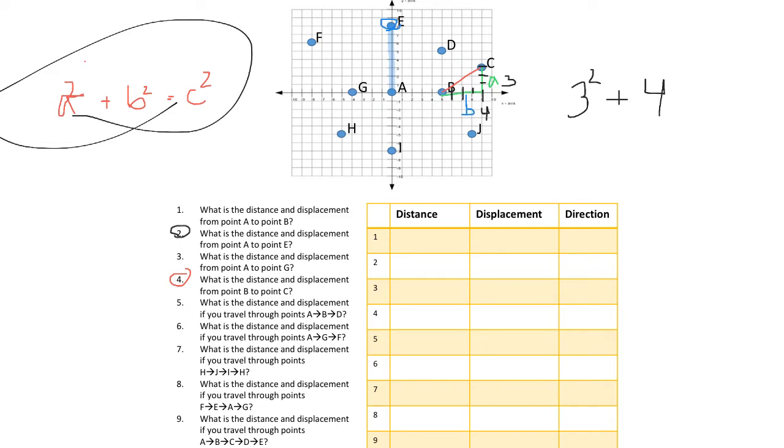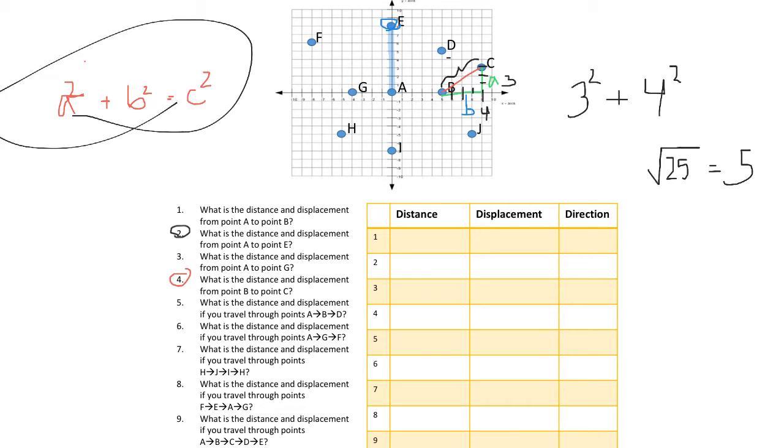This is hard to write on, so just bear with me, all right? So what does that come out to? That's 9 plus 16, so that's 25. That's going to be your c squared value, but obviously we can't keep it as c squared. You need to take the square root of that, and that's going to equal 5. So that means that this distance right here is 5.